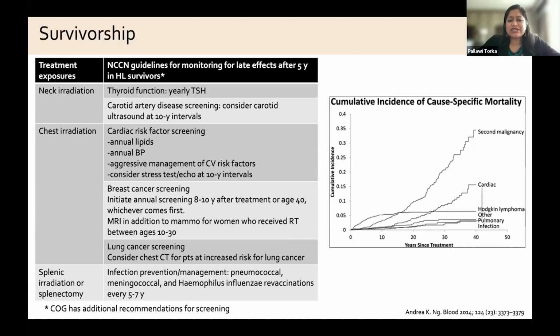And we don't do splenic irradiation anymore. Otherwise, they would have needed vaccines too. And this is only in adults.